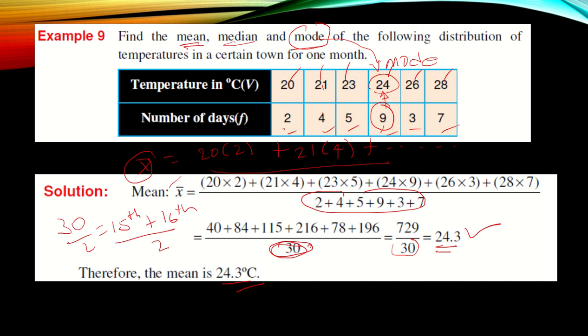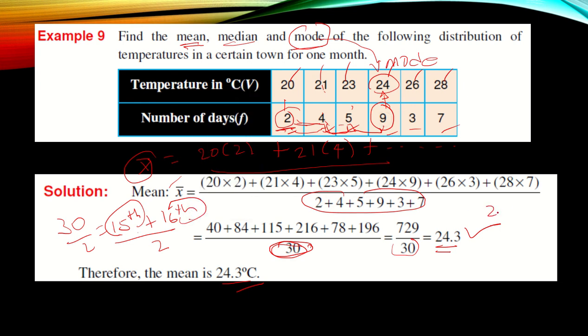Then, let us count. The first two terms are 20. Okay, 2 plus 4 is 6. Until the first 6 terms, 20 and 21. Again, 6 plus 5 is 11. Still, we don't get the 15th and the 16th term. Because we are here, the 2 terms, and plus 4, it is the 6th term. Again, plus 5, the 11th term, until the 11th term we go. And then when you add plus 9, 11 plus 9 is 20. From 11 until 20, the data repeated, 24 repeated. That means the 15th and the 16th term also, it is 24.